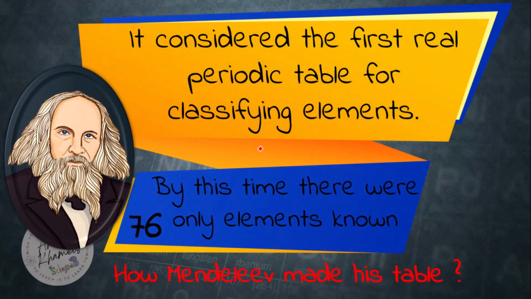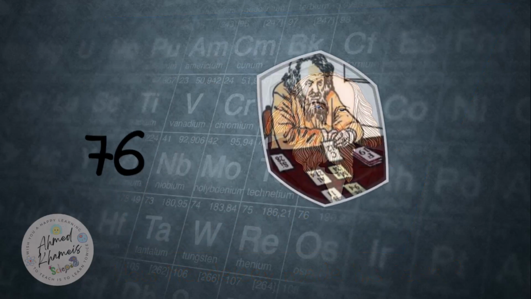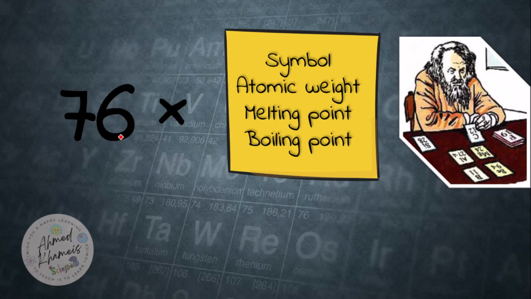The Mendeleev table is considered the first real periodic table for classifying the elements, and by the time of Mendeleev there were only 76 elements known to science. So how did Mendeleev make his table? He prepared 76 cards, and on each card he wrote the symbol of the element, the atomic weight, the melting point and boiling point, and some other characteristics.